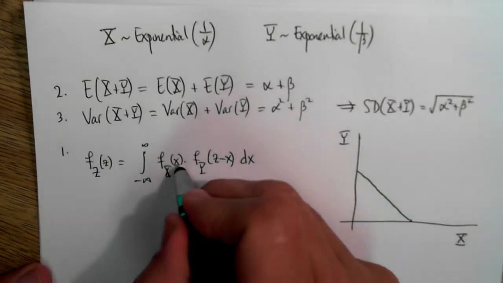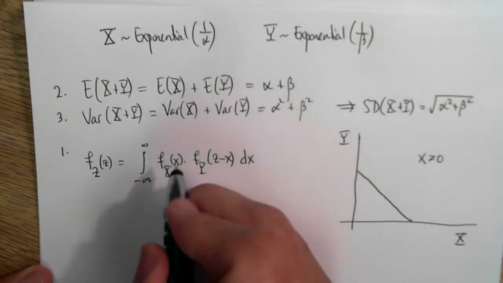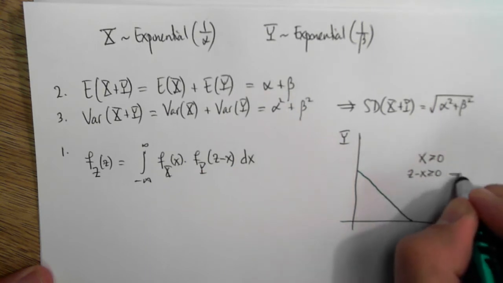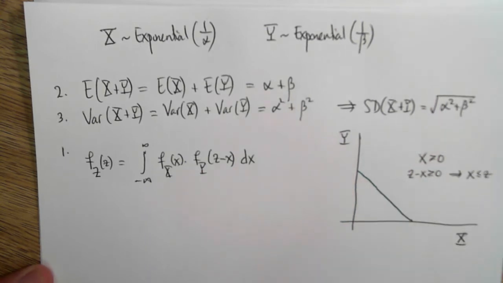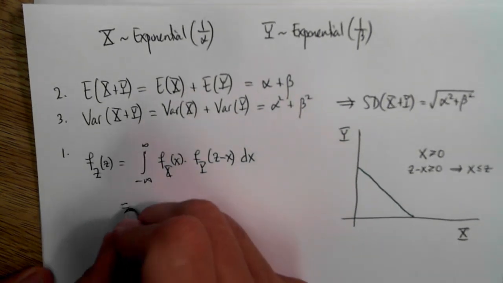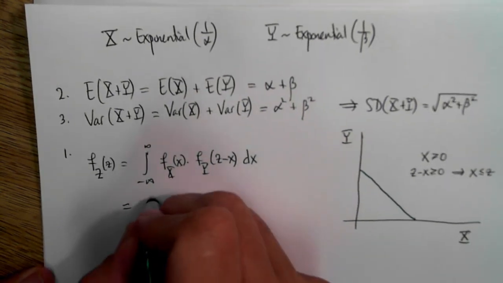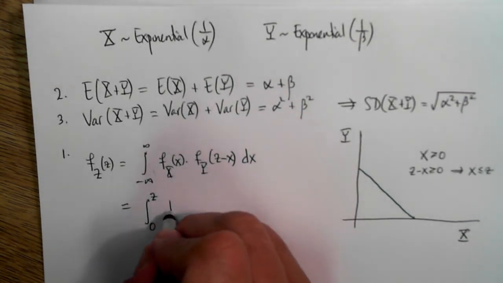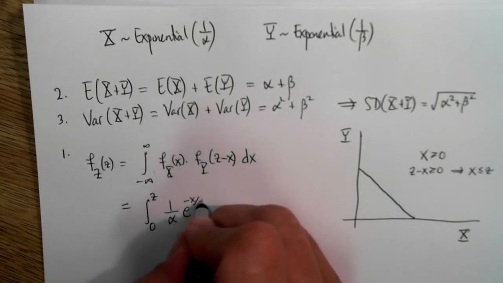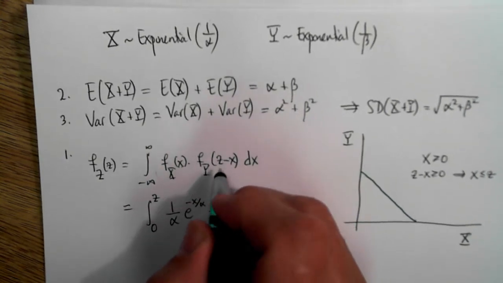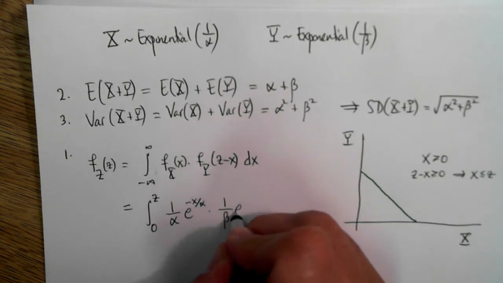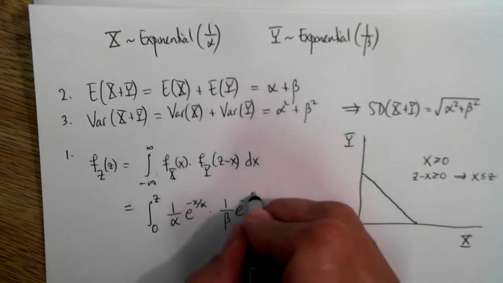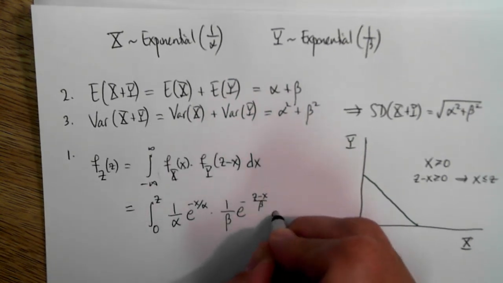All right, now for this to work, we need to have X greater than or equal to 0 because X is exponential. Also, we need to have Z minus X greater than or equal to 0, which means that X is less than or equal to Z. So my range of integration, X has to be between 0 and Z for this to work. And my density function here is 1 over alpha e to the minus X over alpha. The density function for this one will be 1 over beta times e to the minus, now instead of X, I've got Z minus X, so Z minus X over beta dx.